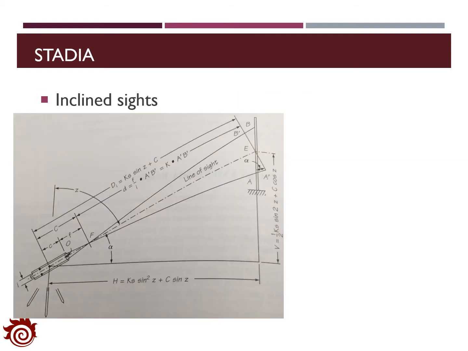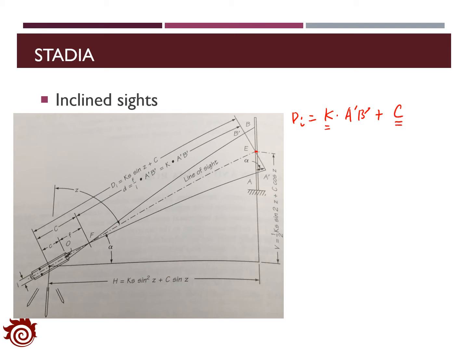The stadia method can also be applied for inclined sight to measure both horizontal and vertical distances. The figure here demonstrates the principle of the measurement of these two distances. Basically, from the previous analysis about the horizontal sight, we can get the sloping distance from the center of the instrument to the reading of the cross hair, that will be di equal to K times a prime b prime plus capital C.